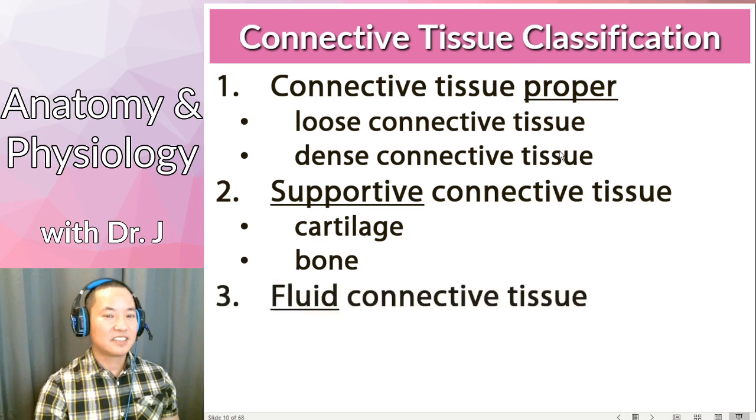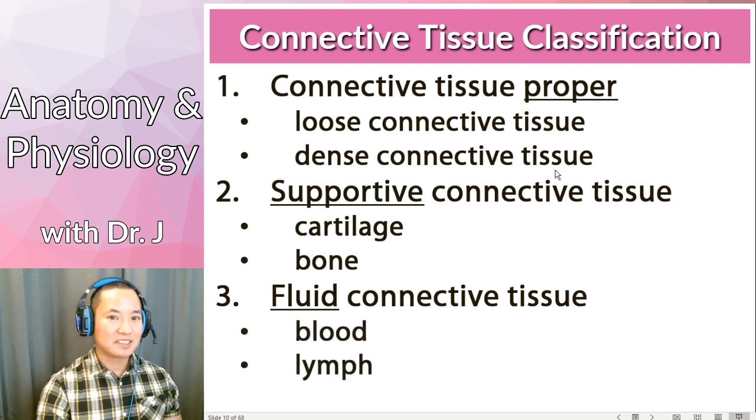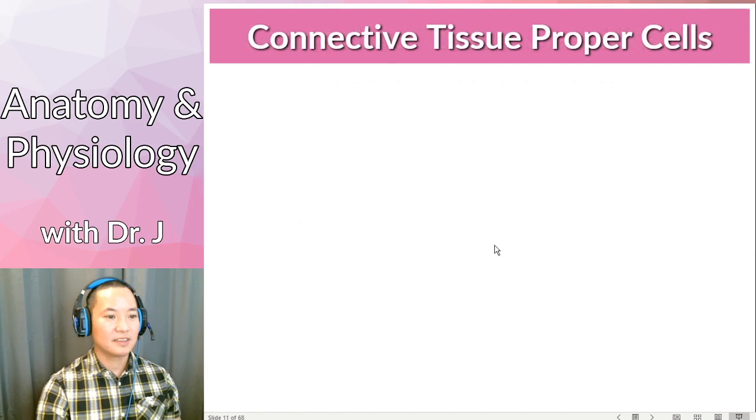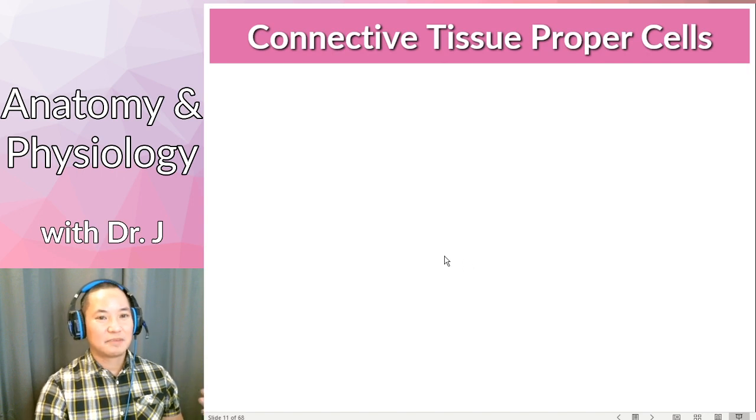And then there are fluid connective tissues, so things like blood, and I mean, everyone knows what blood is, but lymph is also a fluid connective tissue. All right, so what's connective tissue proper? These are things that are considered pretty prototypical. These are like the normal, not special cases of connective tissues.